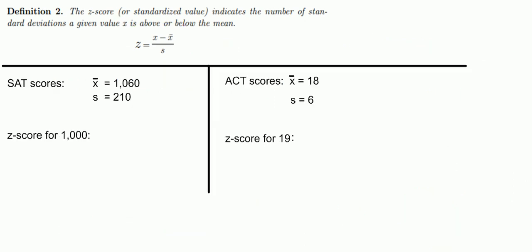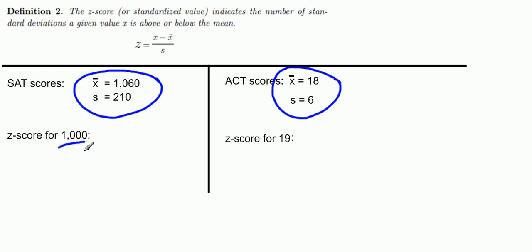Now, how we can use z-scores then is to compare two scores. So let's do a little bit more formal analysis of what we did last time. We saw an SAT score of 1,060 with a standard deviation of 210. We saw ACT scores had an average of 18 with a standard deviation of 6. So if we wanted to compare these two, the result of 1,000 on the SATs versus the result of 19 on the ACTs, what we could do is figure out a z-score for them, right?